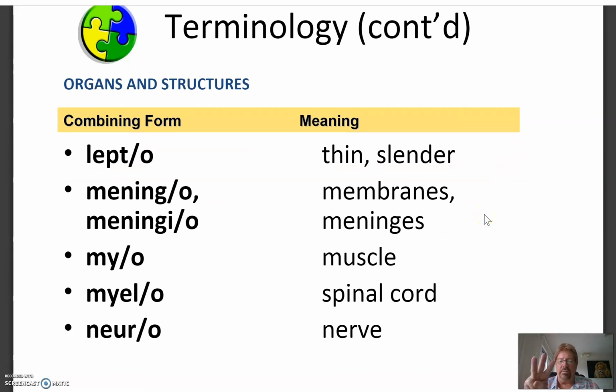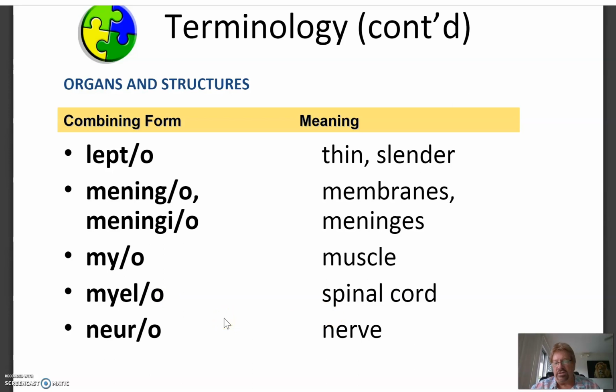Okay, there are 3 membranes around the brain and spinal cord. They are called the meninges. And meningio, you've heard of meningitis. That's an infection of these meninges. Meningio or meningo are the root words for these meninges. Myo means muscle, we know that. Myelo means spinal cord or bone marrow.